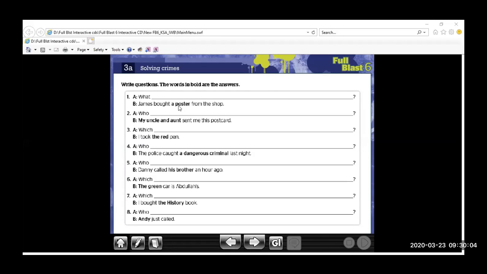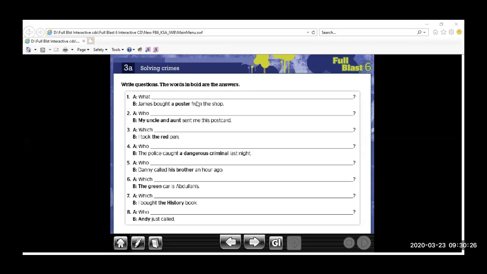Subject is James. Object, yeah. Look here, this is subject, this is verb, this is object. So you ask about object. I told you, when asking about object, use do, does, or did. So you used did now. So you said, what did James buy from the shop?